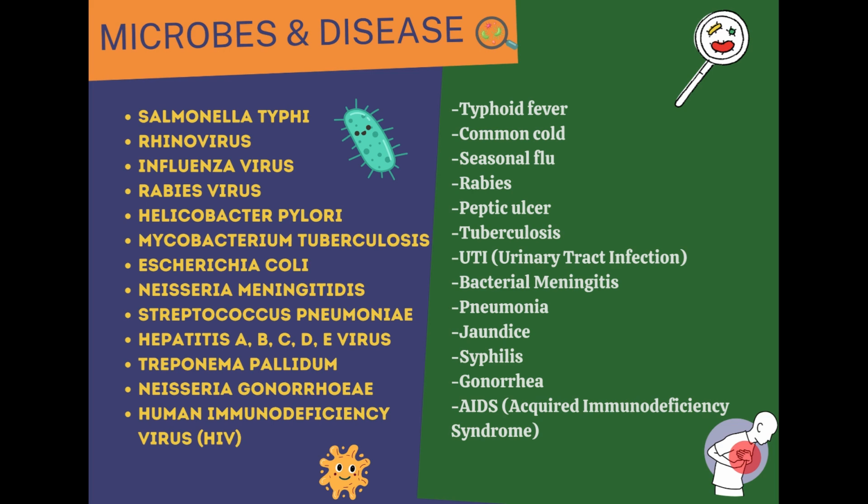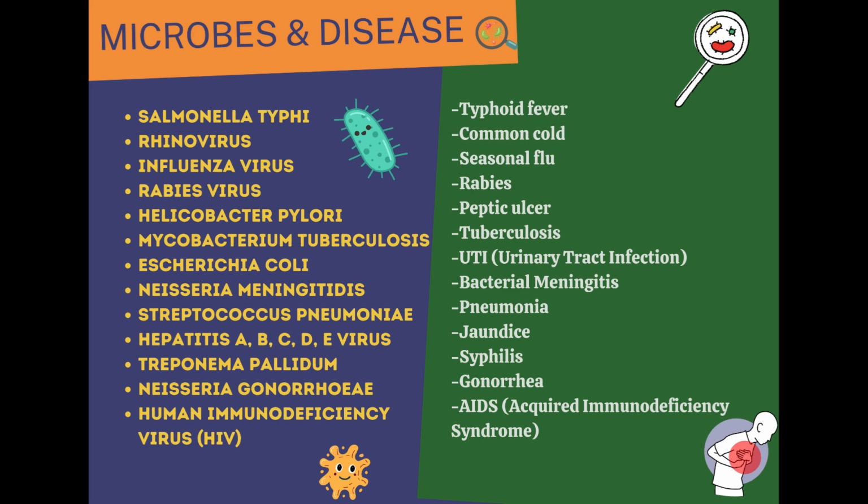Now, let's talk about bacteria. The image shows some of the most infamous ones. We have Salmonella typhi, which is the culprit behind typhoid fever. We also see Mycobacterium tuberculosis, the bacteria that causes tuberculosis. Other bacteria listed here are responsible for some serious infections. Neisseria meningitidis causes bacterial meningitis, which is an infection of the membranes around the brain and spinal cord. And Streptococcus pneumoniae is a common cause of pneumonia.